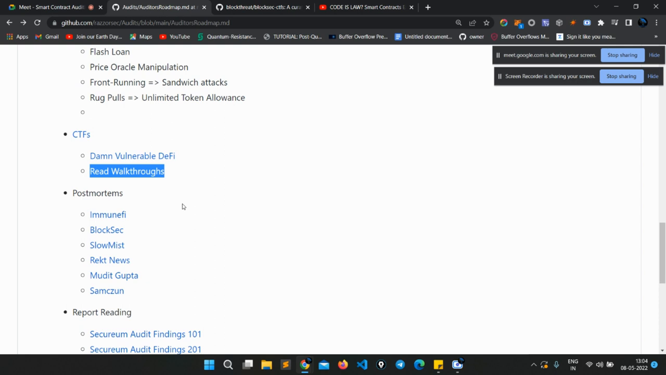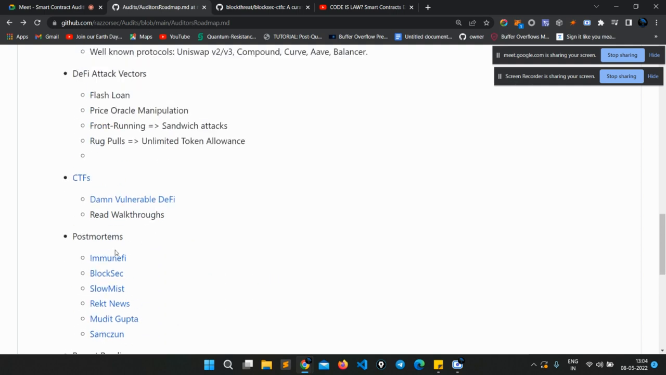Now, what should my carry forward journey be? How should I carry forward my knowledge from here, right? So on a regular basis, you're supposed to read postmortems, right? Because if you're active on Twitter, you must be seeing a lot of attacks happening every week, every month, or even daily, right? So to enhance your knowledge from this stage, where we are able to understand DeFi and Solidity bugs, you're supposed to read postmortems, right?